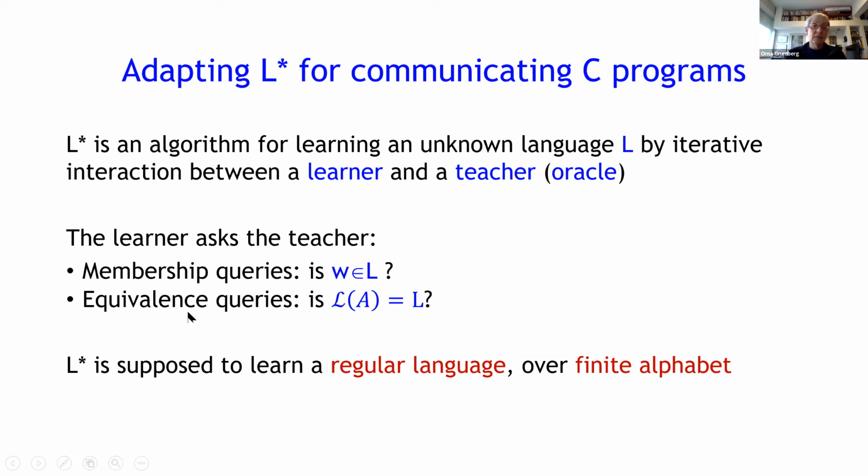L-star is supposed to learn a regular language over a finite alphabet, and in order to adapt L-star to our setting, we will have to decide what alphabet we learn and to make sure that the language we are aiming at is regular.